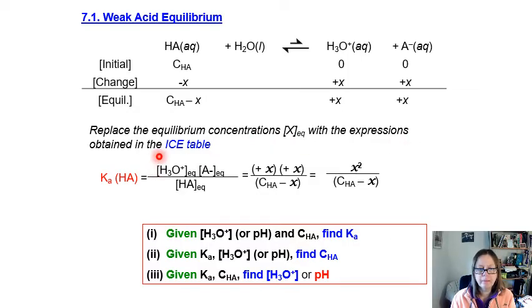We established, based on an ICE table for a weak acid, an expression for Ka, which is x squared divided by the nominal concentration minus x, x being the change that is established as equilibrium is reached. And we said that given H3O+ and Ca, we could find Ka. Given Ka and H3O+, we could find the nominal concentration. Given Ka and the nominal concentration, we could find the concentration of H3O+ or the pH. So let's do examples of that now.